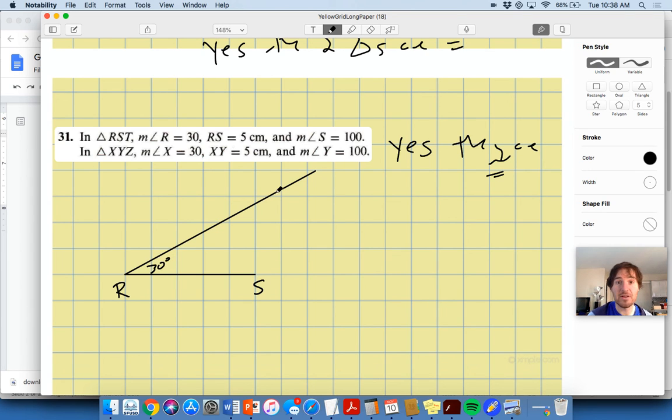Okay, and then measuring angle S is 100 degrees. So that's a little bit more than a right angle, right? This is a right angle right here. So let's just go a tad bit more.